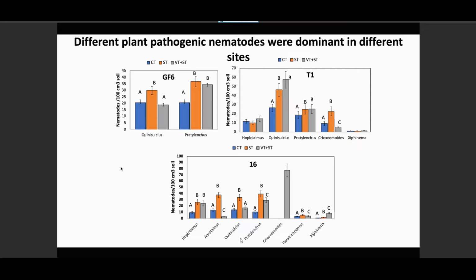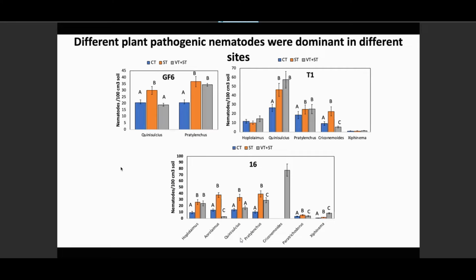In the site T1, in addition to these two major groups, we have another group called Trichonemoidetes, which was higher in the strip tillage. And in the site 16, we have some additional groups, basically belonging to Hoplolaimus, which were higher in the strip till practice. An interesting group here is Trichonemoidetes. It was only present in the VT plus ST treatment, and it was not present in any other management in the site 16.